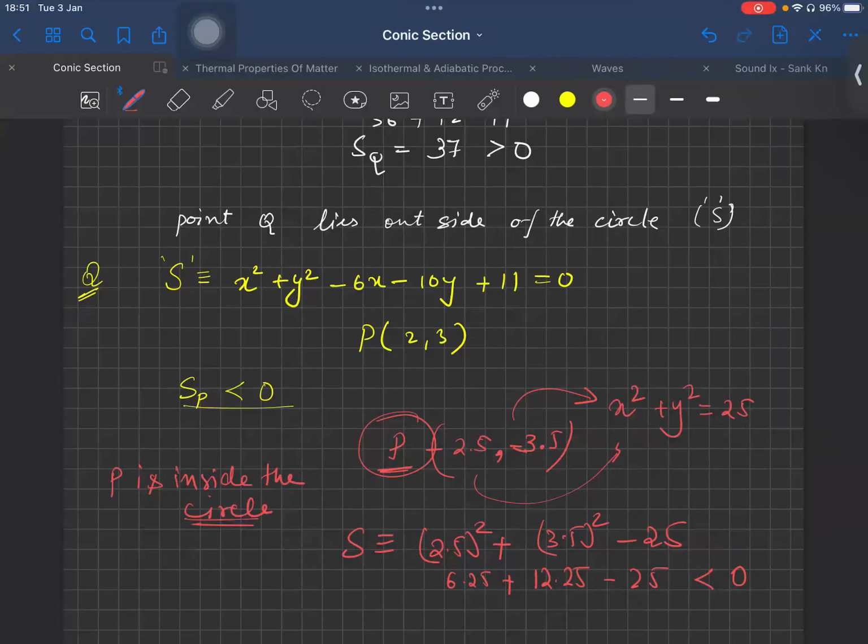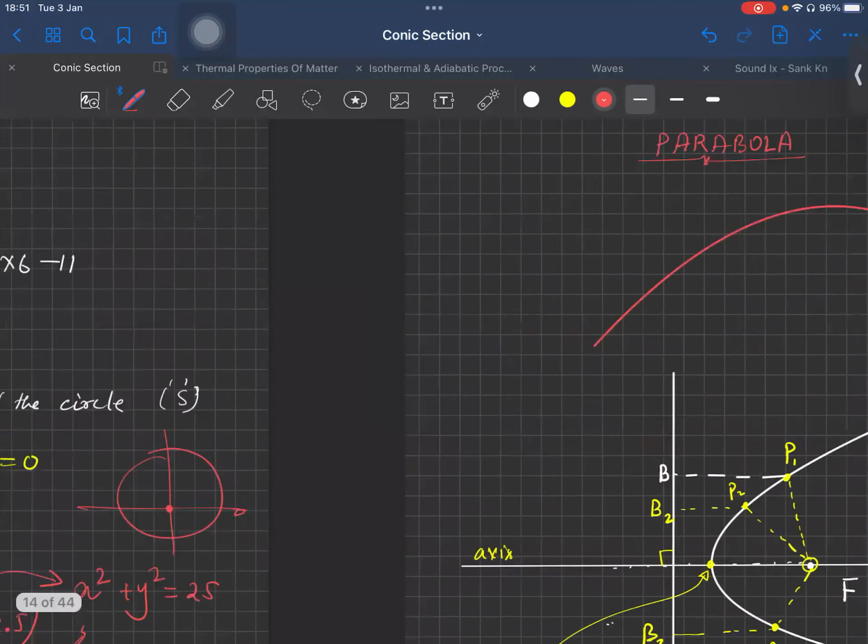So even if you draw this circle, you'll get it. This circle is something like that. So center is on the origin. Understood? So next was parabola.